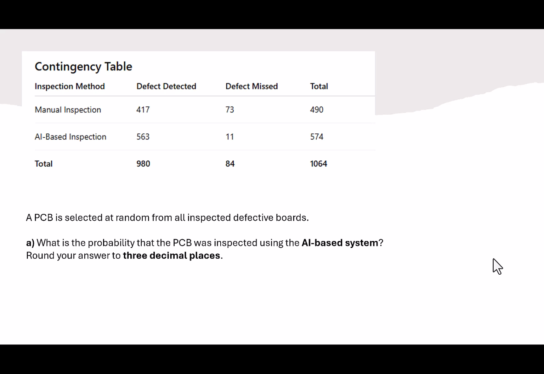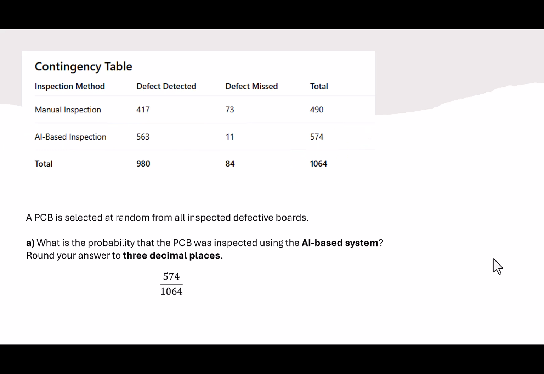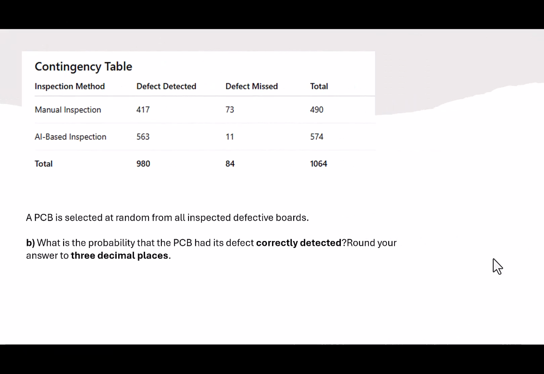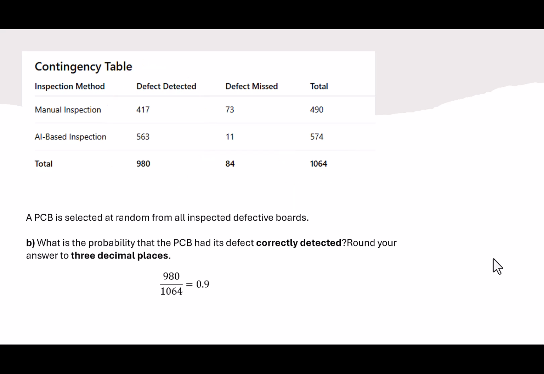To find this probability, we'll just take the total number inspected by the AI-based inspection, which is 574, and we'll divide by the total of 1064. When I round that to 3 decimal places, I get 0.539. Next, we're going to find the probability that the PCB had its defect correctly detected. So we'll look at the total number of defects detected, which is 980, and again divide by the total of 1064. Rounding to 3 decimal places gives me 0.921.